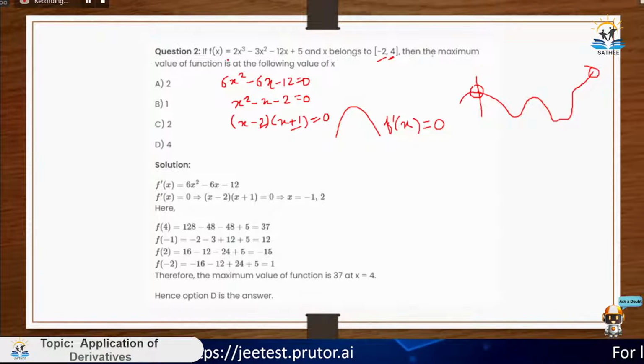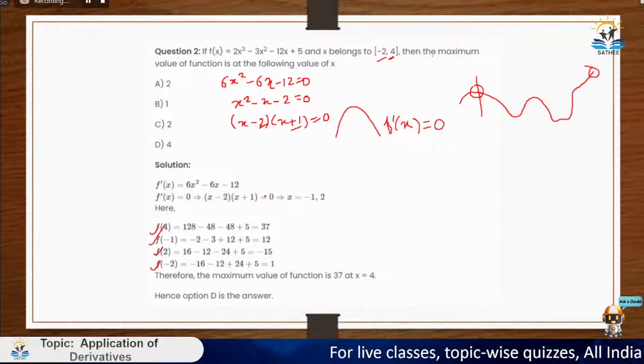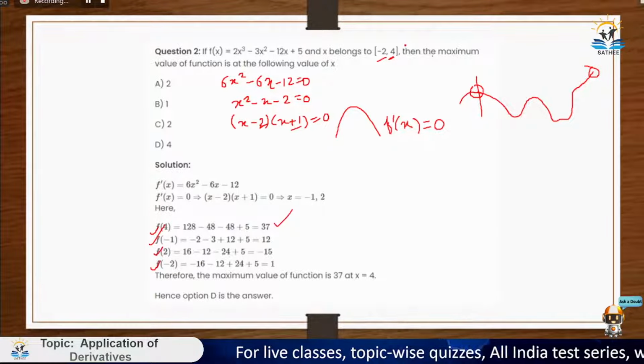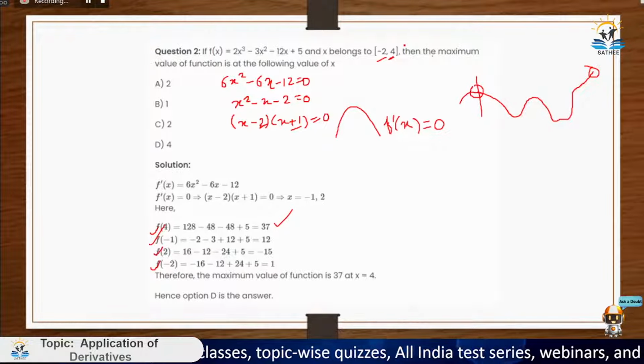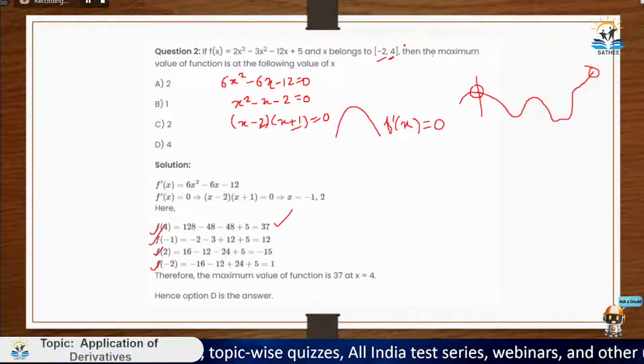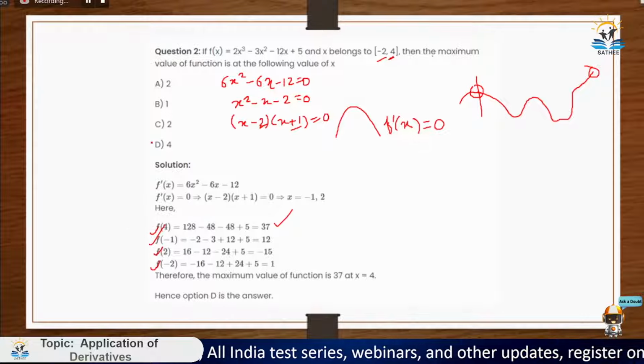So you have to calculate the value of function at -2, at 4, at x equal to 2, and at x equal to -1. So you put down the values of x equal to 4, -1, 2, and -2. मतलब आपने चारों पॉइंट पे चेक किया and you got the maximum value to be equal to 37 at x equal to 4, which is again a boundary point. So इसलिए मैंने आपको बोला था कि you have to check at boundaries also, because sometimes it happens that the maximum point comes at the boundary itself. So that's why the answer would be 4 in this question.